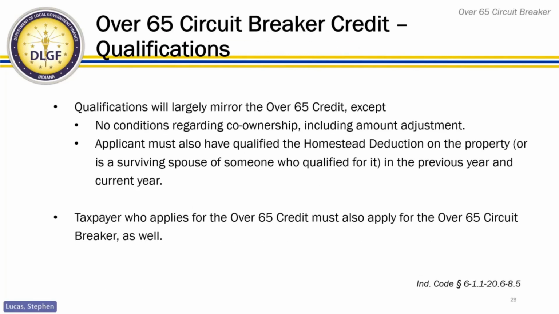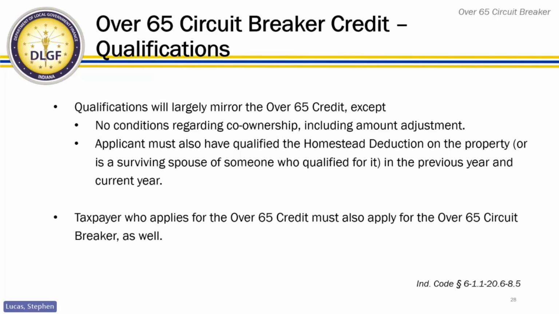Moving on to the over 65 circuit breaker credit, which again is a similar title, but it's a different benefit. Its qualifications largely mirror the over 65 credit, except that there are no conditions on co-ownership or adjusting the amount of the credit based on co-owners. And a big distinction here is to qualify for the circuit breaker credit, the applicant must also qualify for the homestead deduction on the property in the previous year and in the current year.